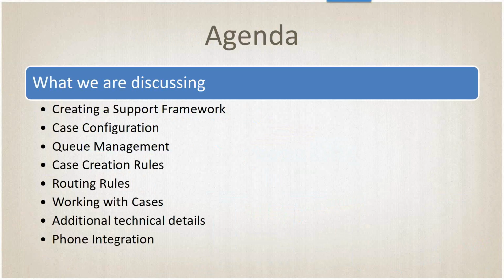So here's what we're talking about today. The most important thing that we're going to talk about is creating a support framework. Now, I'm not really sure that's what you call it. That's what I call it, but that's what we're going to do. Then we're going to talk about case configuration, queue management, case creation and routing rules, working with cases, and then some other technical details and phone integration. So a bunch of stuff to talk about today. And again, I would love to hear what you have to say.